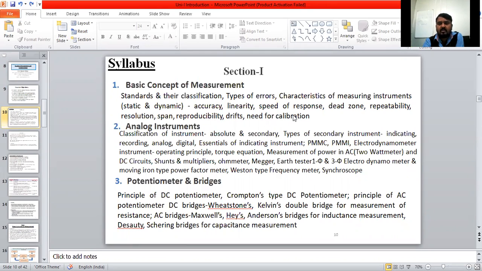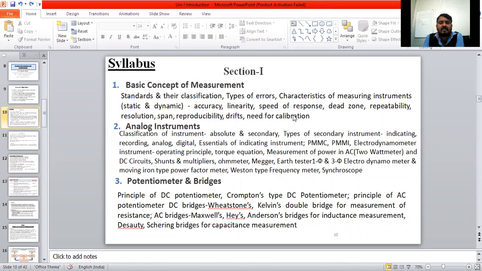The first unit is only related to the introduction part. Introduction and characteristics. Why do we have to study next? We are going to discuss the instruments. Before discussing the instruments and their characteristics, what do you mean by speed of zone, what does dead zone mean, all the things we are going to discuss in the first unit. That is very basic. It will take hardly 3 to 4 hours to complete the first unit.